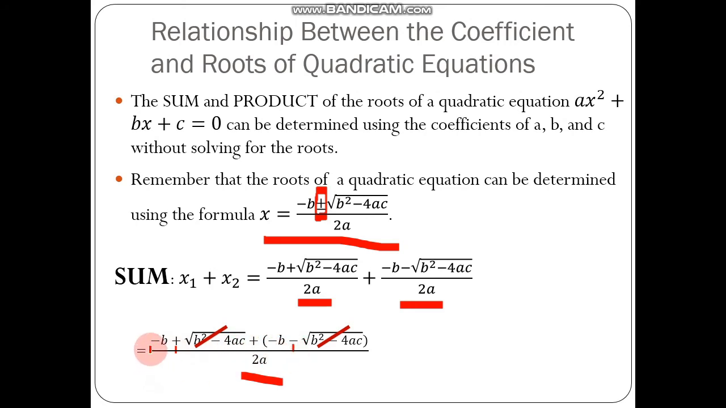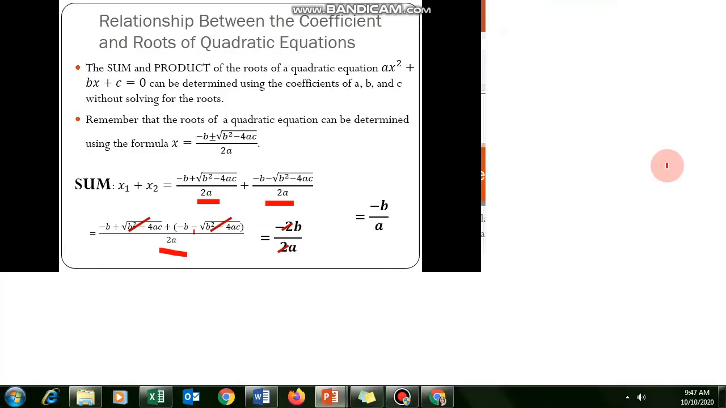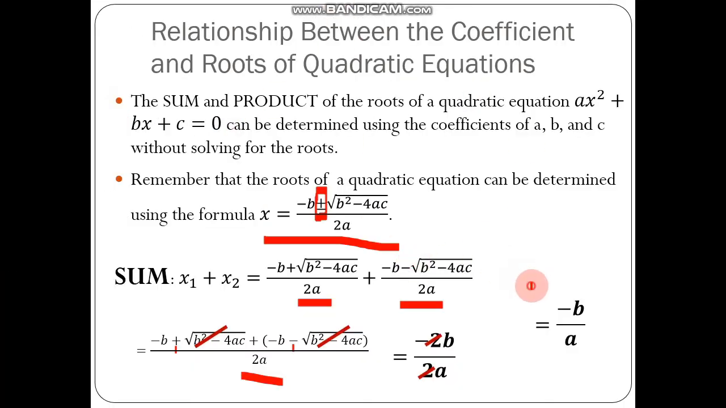So what is left is negative b plus negative b. We can combine these two terms, so it becomes negative 2b over 2a. We can cancel 2. What is left is negative b over a. So we will use this expression to find the sum of the roots of a quadratic equation without solving for the roots.